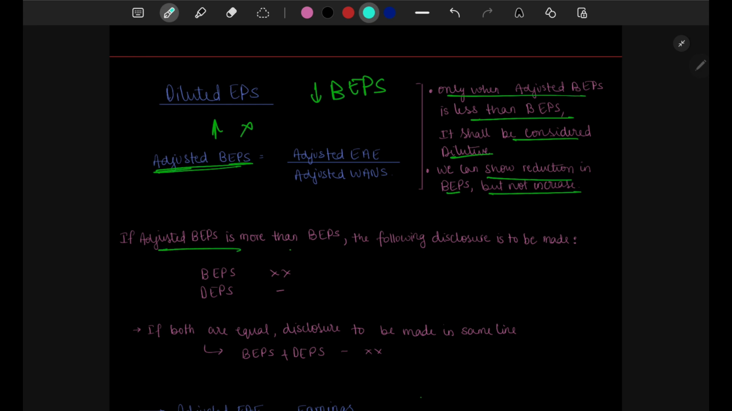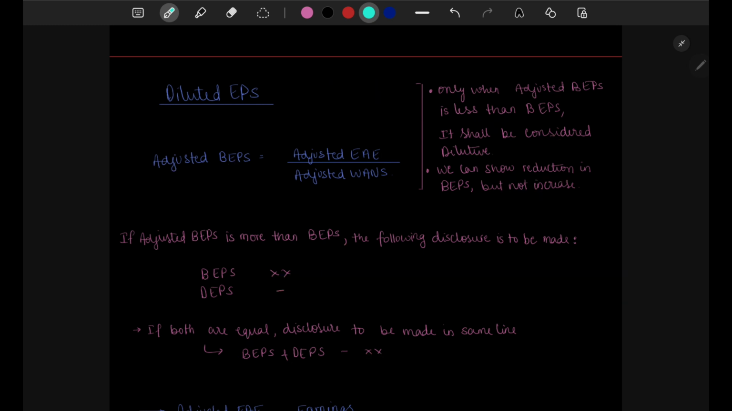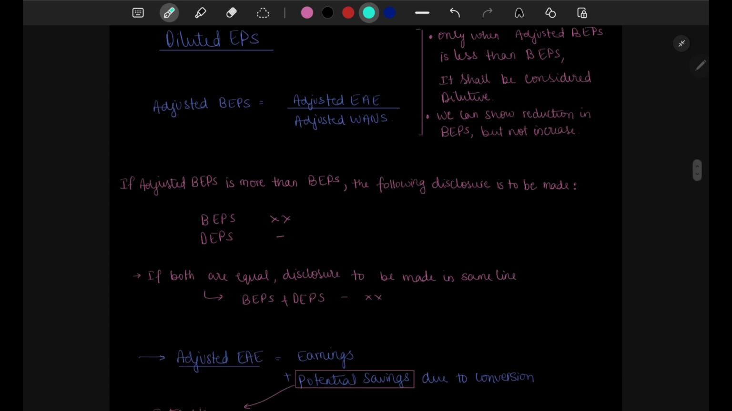So if adjusted BEPS is more than the basic EPS, then you will have to disclose it in the following way. Whatever the basic EPS is, you will have to disclose that amount, and for dilutive EPS, you'll have to put a dash. If both are equal, meaning both basic and dilutive are equal, you have to show it in a single line. So BEPS and DEPS is equal to either nil or the amount, okay.